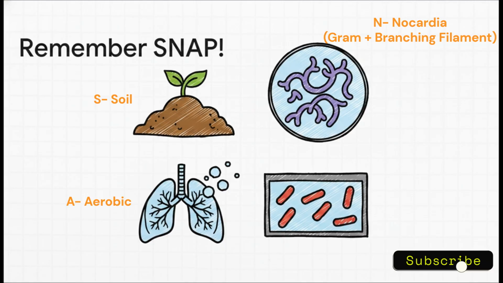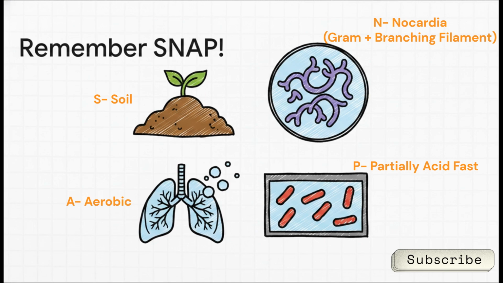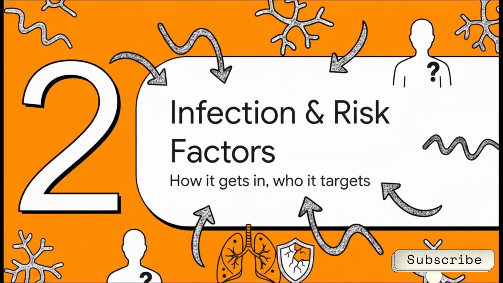A is for aerobic, it absolutely needs oxygen to survive. And P, this is the big one, is for partially acid-fast. This is a crucial identifier. Just with this one word, SNAP, you've pretty much covered 4 potential exam questions. It's that high yield.